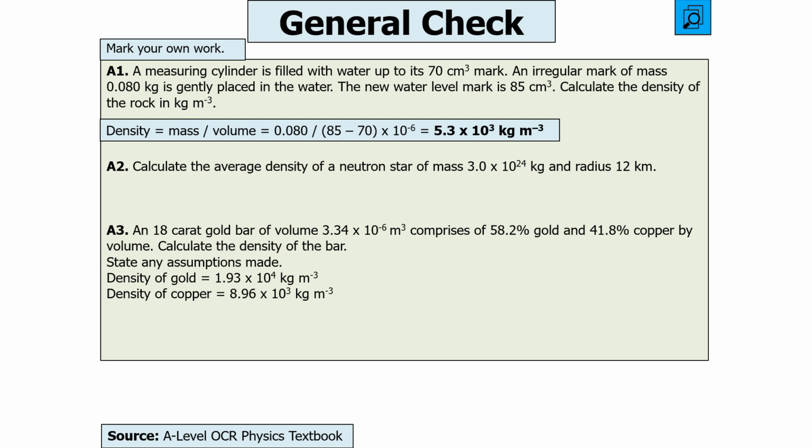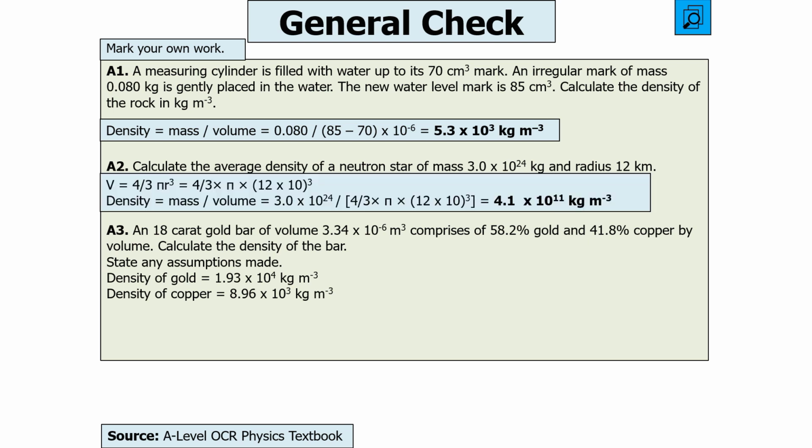Now in our next question we can again say what's the volume. Well, it's a star, so we assume it's a sphere, so we say it's 4 over 3 pi r cubed. We convert 12 kilometers into meters by saying it's 12 times 10 to the 3. We can then say density is mass over volume and pop in all the values there, and then we get 4.1 times 10 to the 11 kilograms per meter cubed.